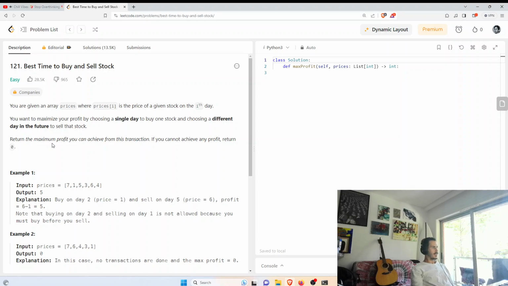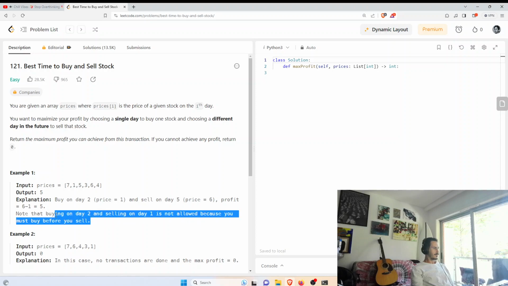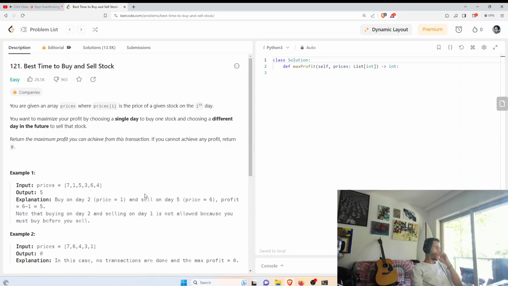Okay, so we want to find the biggest amplitude between the numbers. So in this case, I think it's 7 and 1. Oh no, you buy low and you sell high. So you want to find the lowest, 1, and then sell at 6. Buying on day 2 and selling on day 1 is not allowed, of course, you can only go forward.